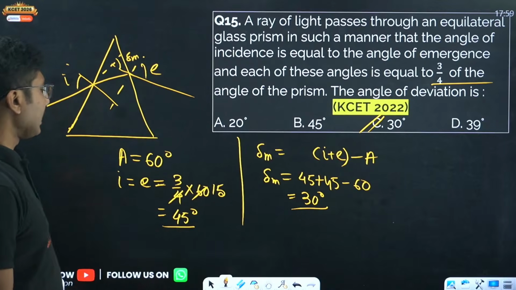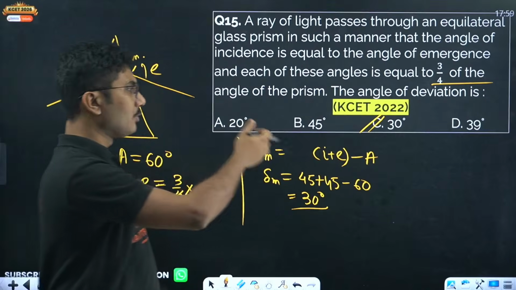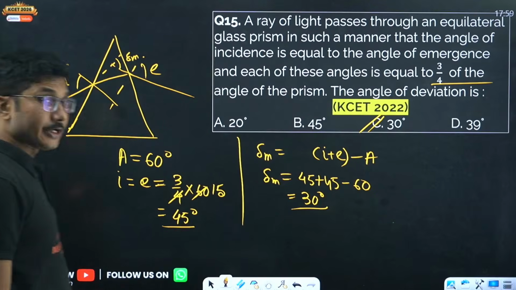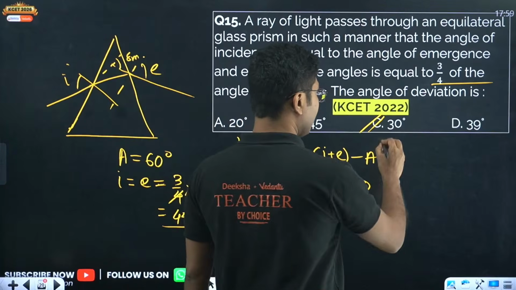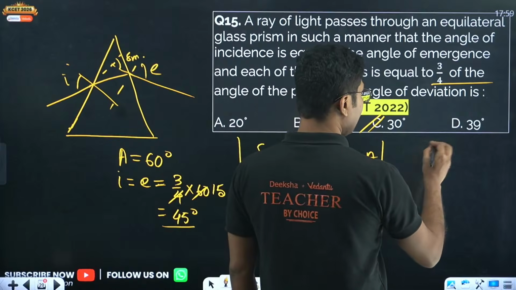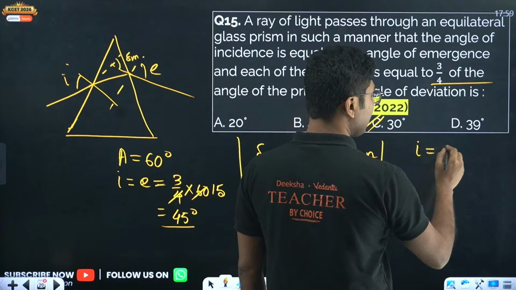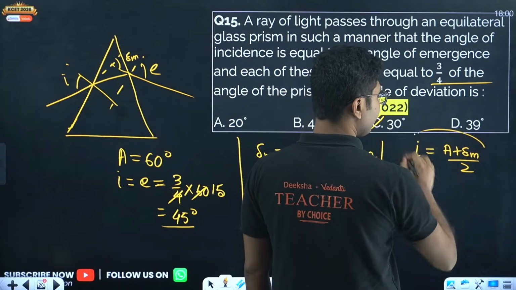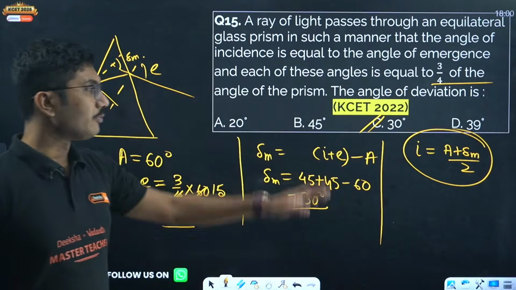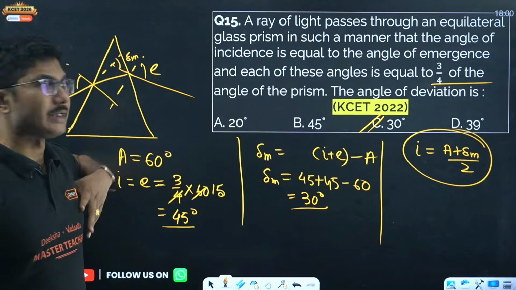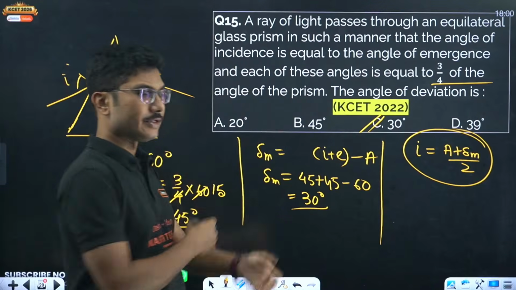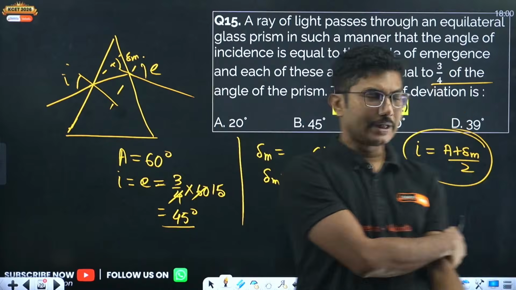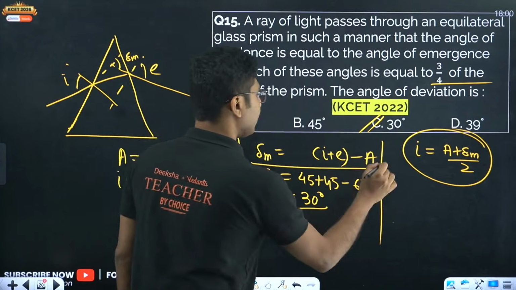Easy question, nothing difficult, simple formula. If you remember this formula, you will be able to solve the question. Now if you forget, just for your memory, the angle of incidence for minimum deviation is given by (A plus delta M) by 2. This formula also can be helpful, because not always will they give you the same values. They might say that the angle of incidence and angle of emergence are double, like that. So in that case you have to remember this formula. This is the general formula.